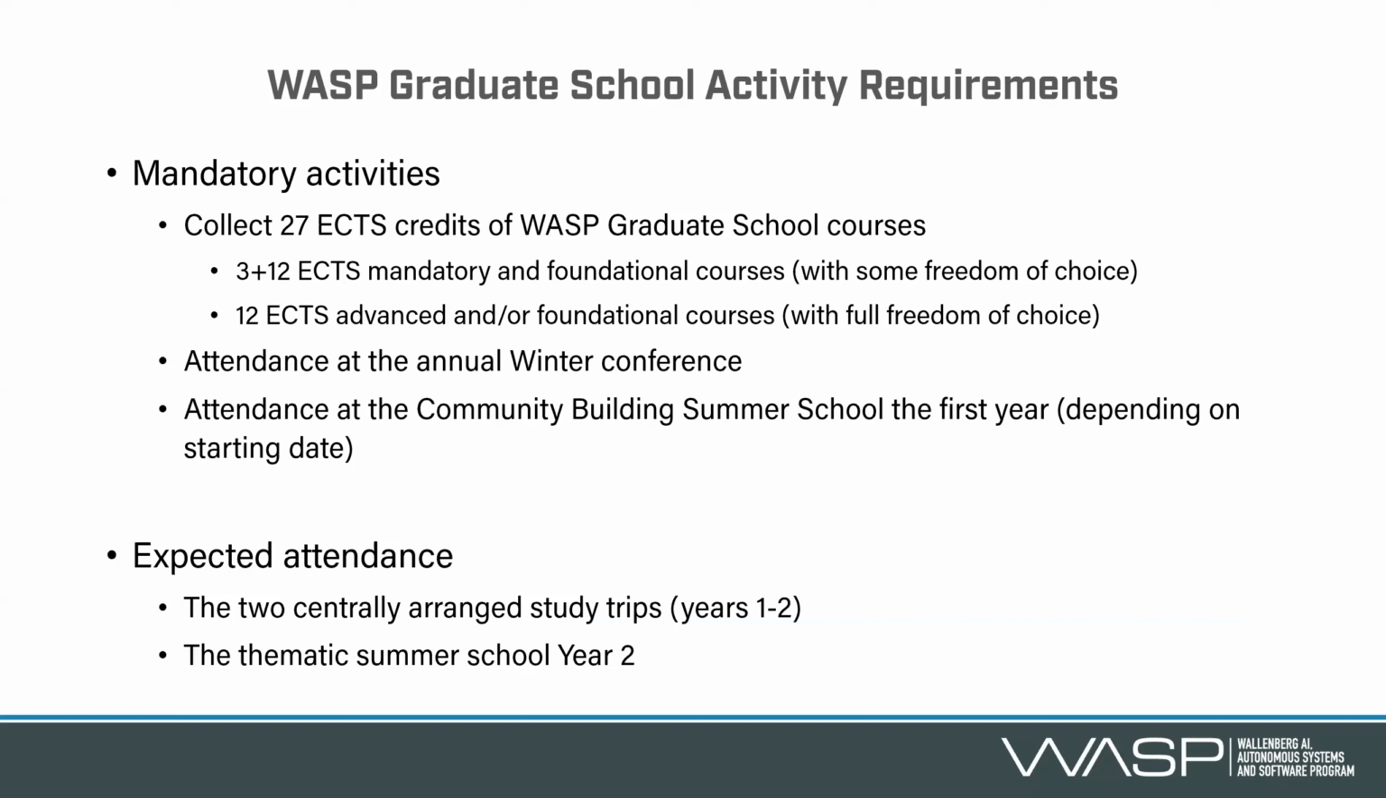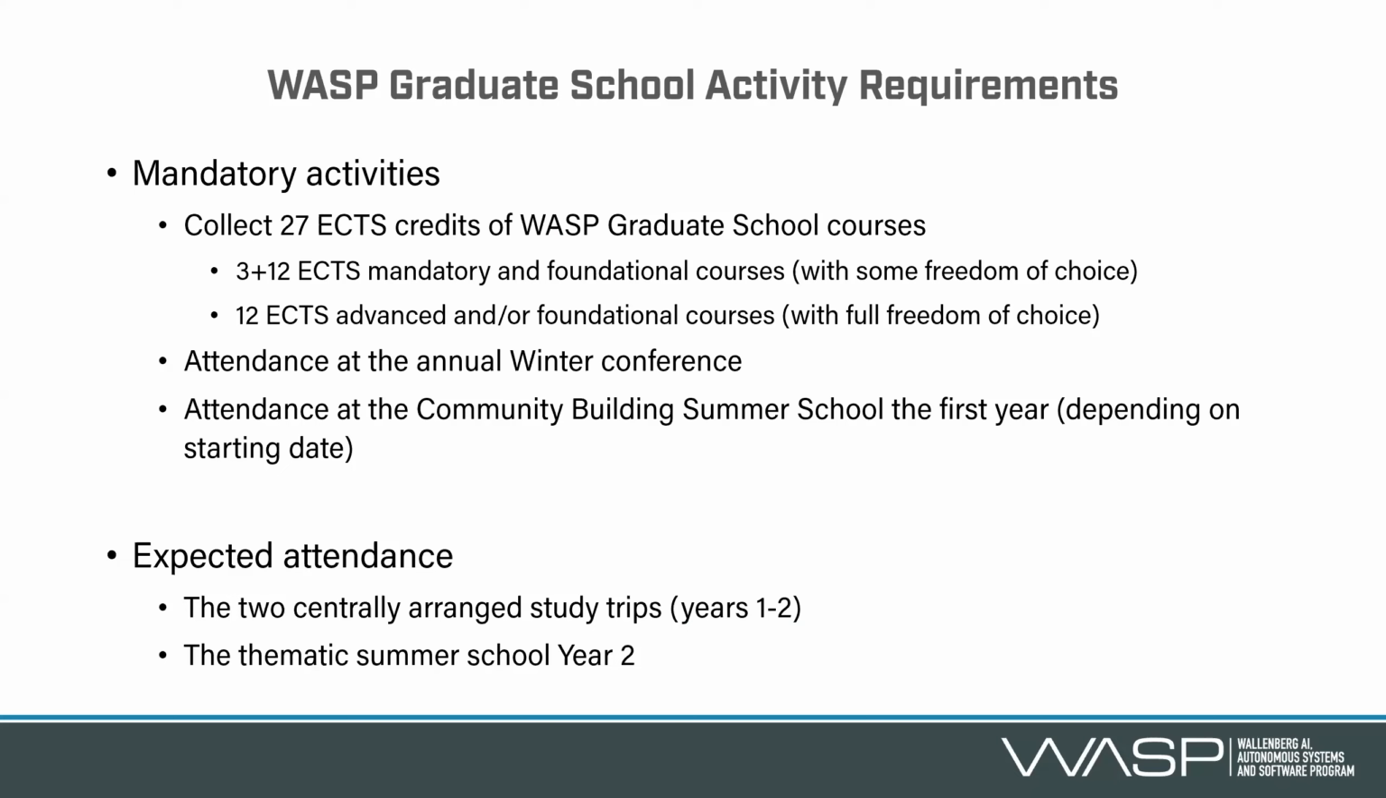So I will clarify also the activity requirements. There are some mandatory activities, and that is to collect these 27 ECTS or HP credits of WASP graduate school courses. 3 + 12 of these credits are mandatory and foundational courses, and there is some freedom of choice, as you saw, because it's sufficient to take 2 out of 3 foundational courses. And then there are 12 HPs, advanced or foundational courses, and here you have basically the full freedom of choice.